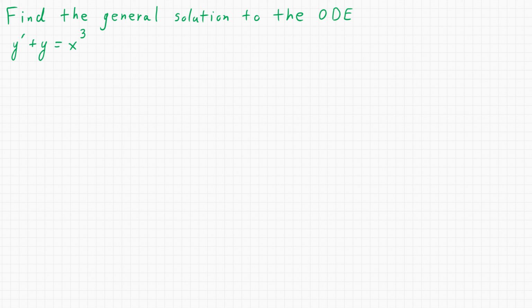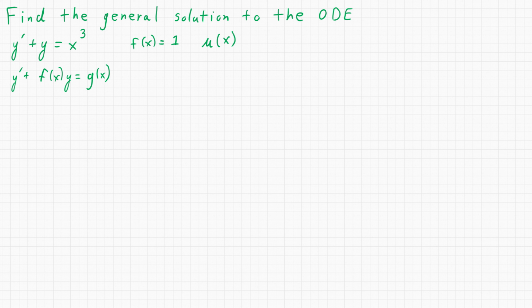What is f of x? This is supposed to match y prime plus f of x times y equals g of x. So g of x is definitely x cubed, but f of x is just 1. We've got 1 times y, and so here f of x ends up being just the function 1. A little bit of a trick there, but now we can keep going.